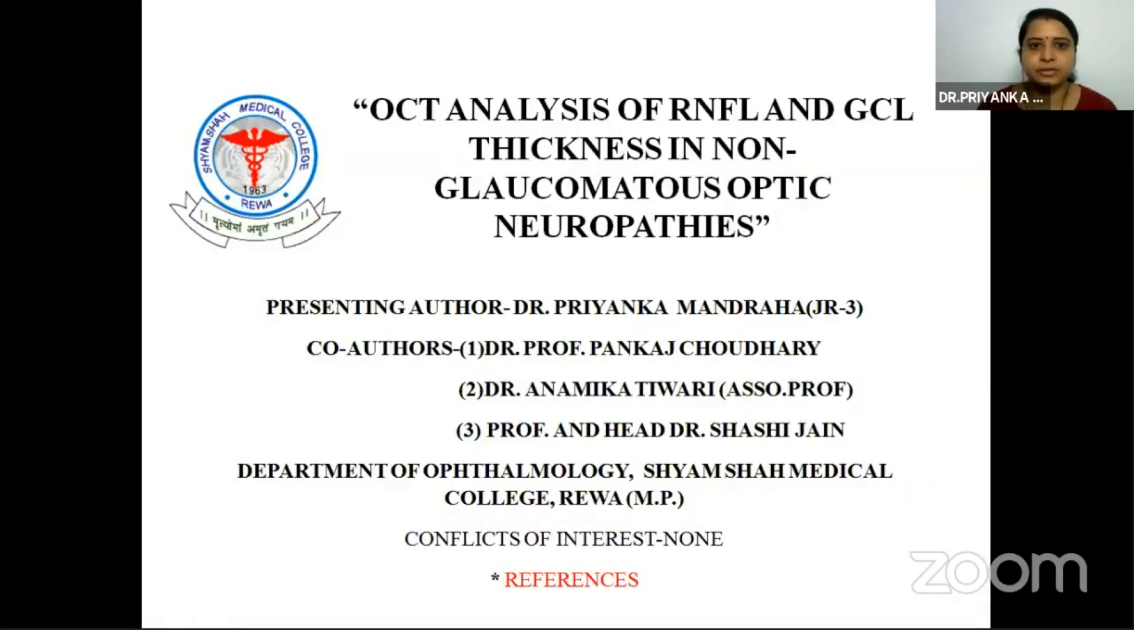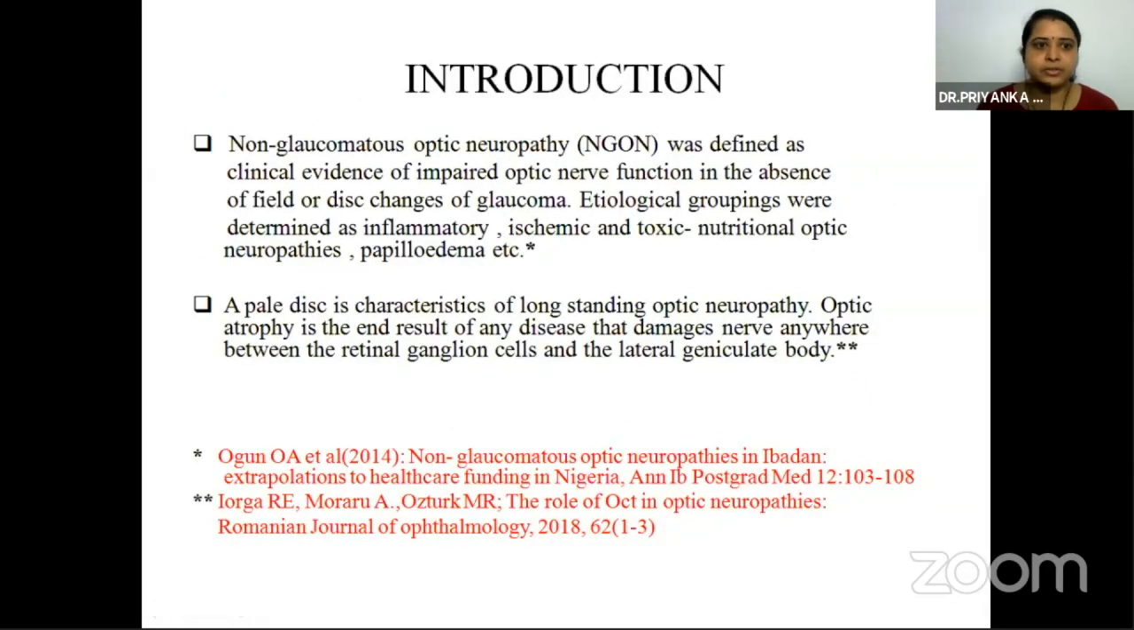The topic of my presentation today is OCT analysis of RNFL and GCL thickness in non-glaucomatous optic neuropathies. Introduction. Non-glaucomatous optic neuropathy was defined as clinical evidence of impaired optic nerve function in the absence of field or disc changes of glaucoma. Etiological groupings were determined as inflammatory, ischemic, toxic, nutritional optic neuropathy, and papilledema.